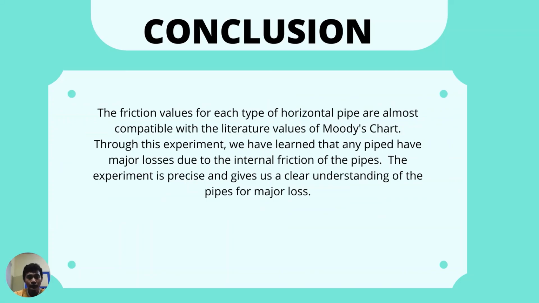So for the conclusion, from this experiment we learned that any pipe will have major losses due to internal friction of the pipe. When the pipe diameter is larger, the velocity becomes slower, so it also causes the percentage error to become larger. The experiment gives us a clear understanding of major loss in pipes.